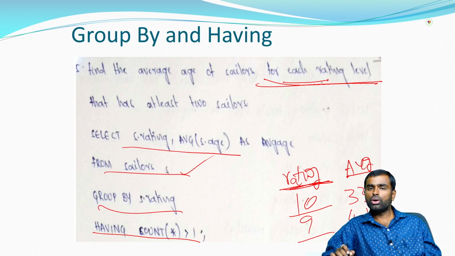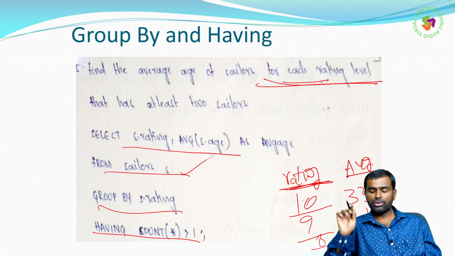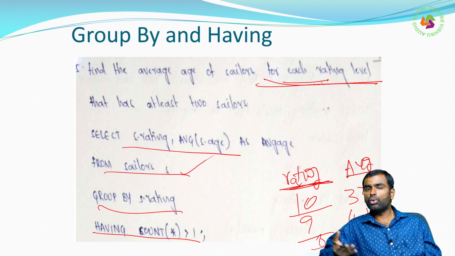Rating 9 also should be given to a minimum of 2 people. Minimum 2 people got rating 8, minimum 2 people got rating 7, then only they will be considered. If only one person got rating 7, then it is not considered. With 1 person, how can you calculate the average age? That is simple logic.